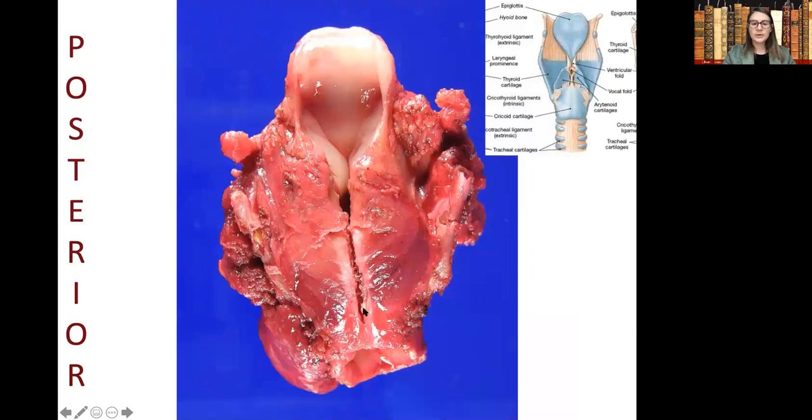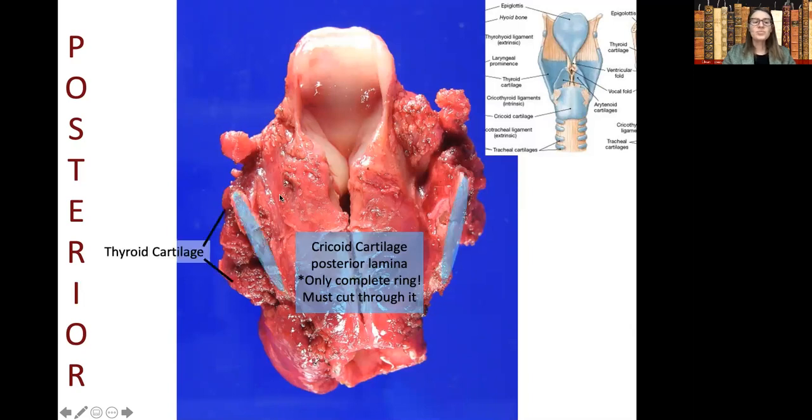Now looking from posteriorly, as you can see, the specimen in this instance has already been cut posteriorly, but let's go over what's below the musculature. So below the musculature and back is the cricoid cartilage posterior lamina. This is the only complete ring, again, of the larynx. And again, we must cut through this to get into the larynx, which, as you can see, has already been done, as I said. Next, we have the thyroid cartilage that's hiding, again, beneath the musculature, with its superior horn approximating the hyoid and its inferior horn articulating with the cricoid.